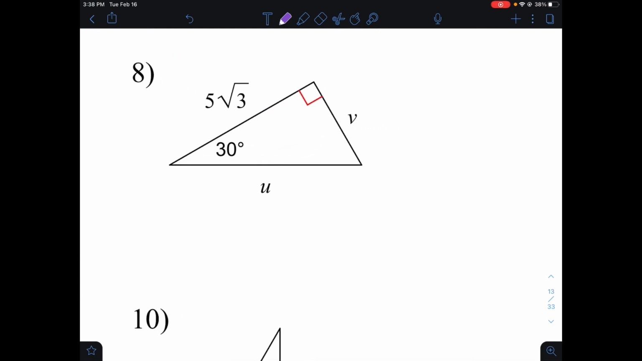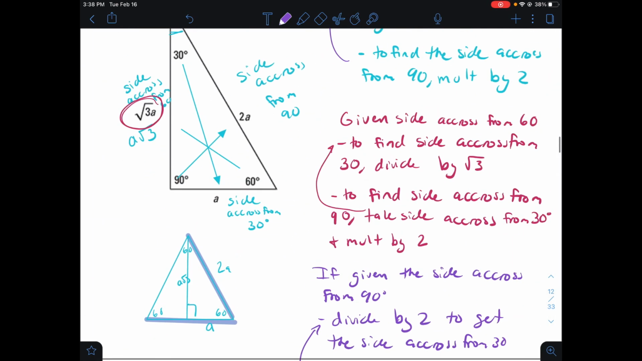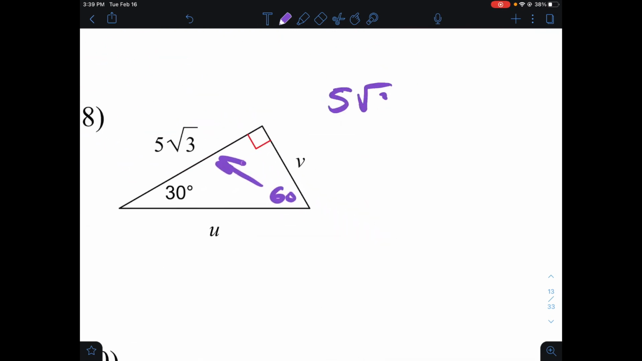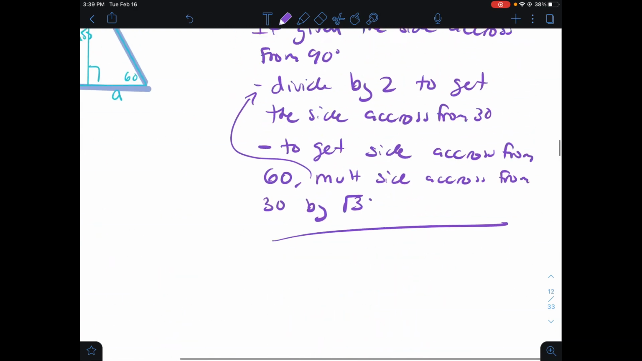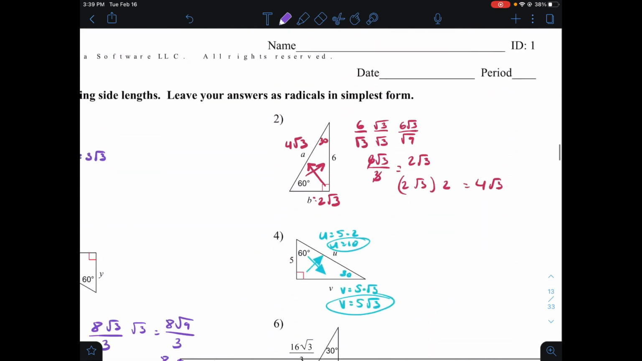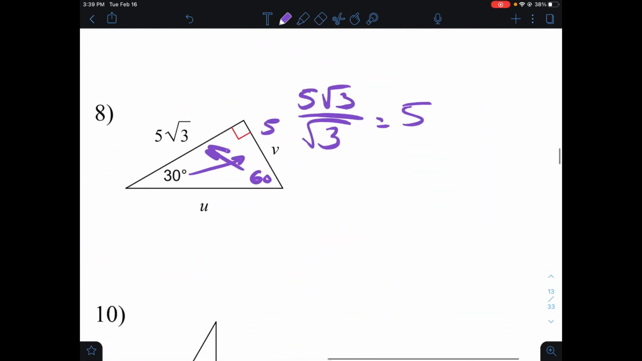So they gave us 5 root 3. This one is going to be across from the 60, right? So we can go to our case where we're given the side across from 60. To find the side across from 30, you're going to divide by root 3. So we take 5 root 3, divide by root 3, and we get 5. So the side across from the 30 is 5. Then, to find the side across from 90, you take the side across from 30 and multiply by 2. So we take 5, multiply by 2, and you get 10.